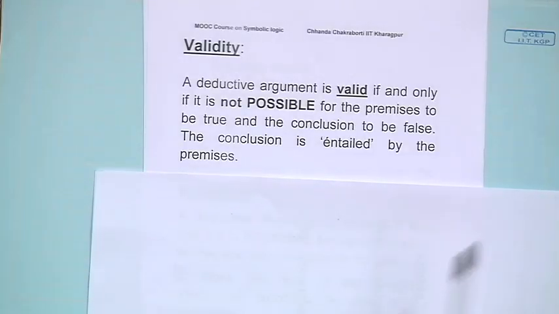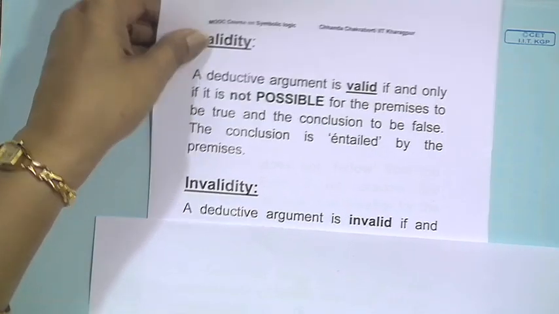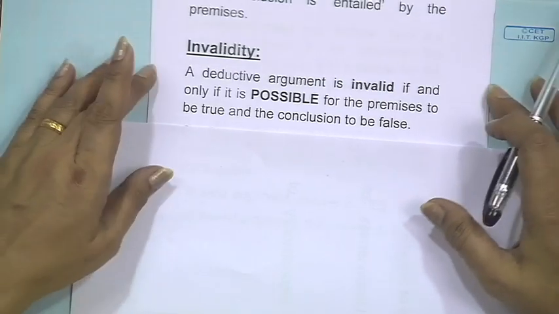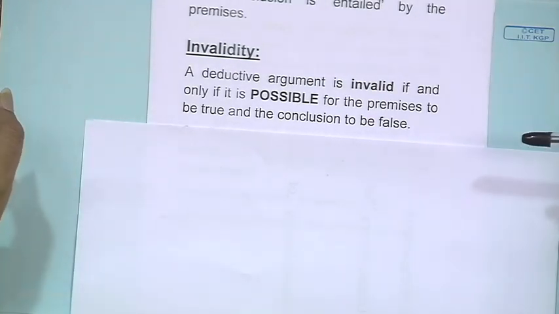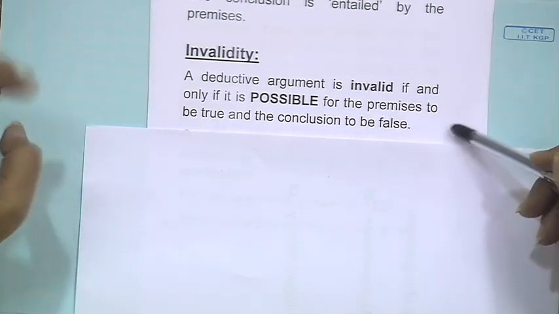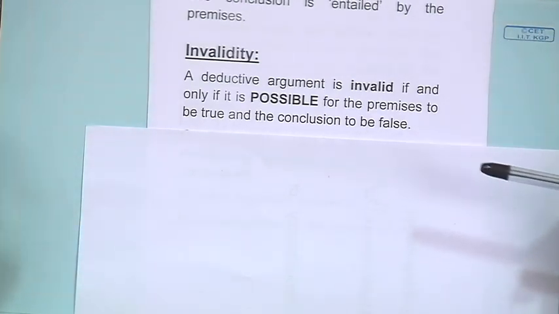If there is even the slightest chance that when the premises are true, the conclusion can still be false, then the argument is invalid. Only when all such possibilities are eliminated, when there is not even a minuscule scope of that happening, only then is the argument going to be called valid. Now we will go into invalidity, which is again defined in terms of possibility. A deductive argument is invalid if and only if it is possible for the premises to be true and the conclusion to be false.